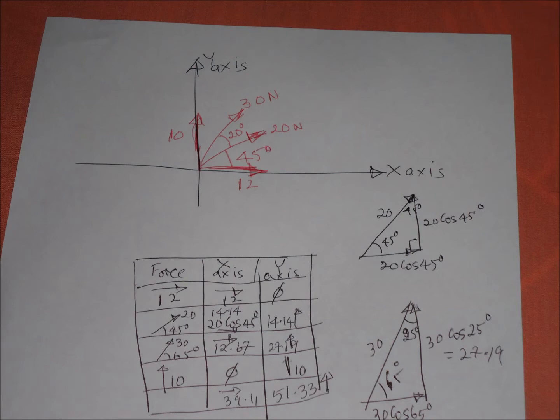Similarly, doing it for force 30, cos 65 is equal to P over 30, so P is equal to cos 65 times 30. Cos 65 is 0.4... So the answer for that would be 12.67.